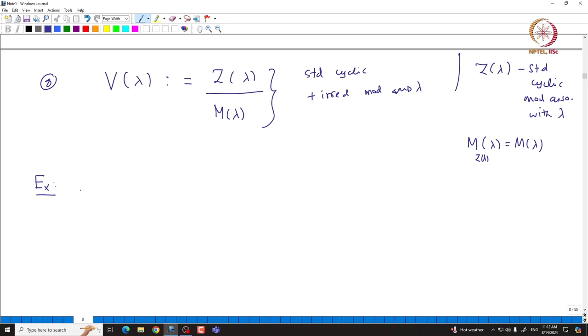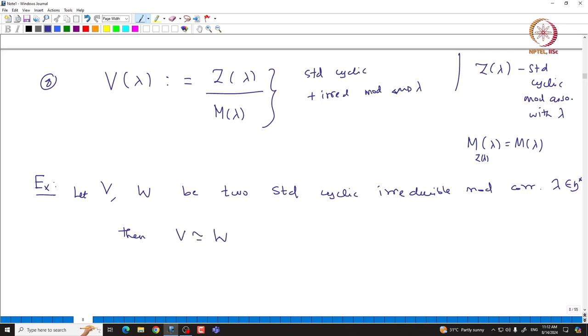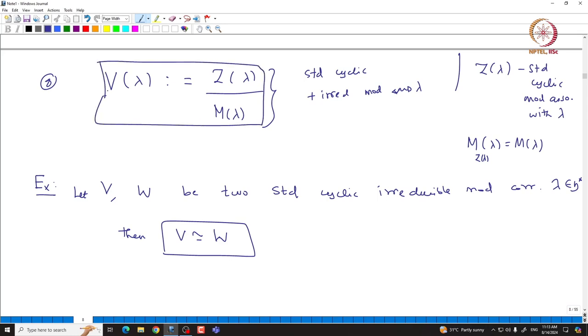So, what is the exercise? Let V and W be two standard cyclic irreducible modules, of course, corresponding to the weight lambda. Then V is isomorphic to W. There is no other option. That means if you start with any standard cyclic module and take the corresponding irreducible quotient, they will all be isomorphic to each other. That is why we will be only focusing on this particular quotient, which we call the standard cyclic irreducible module corresponding to lambda. This is the module that we will always be working with.